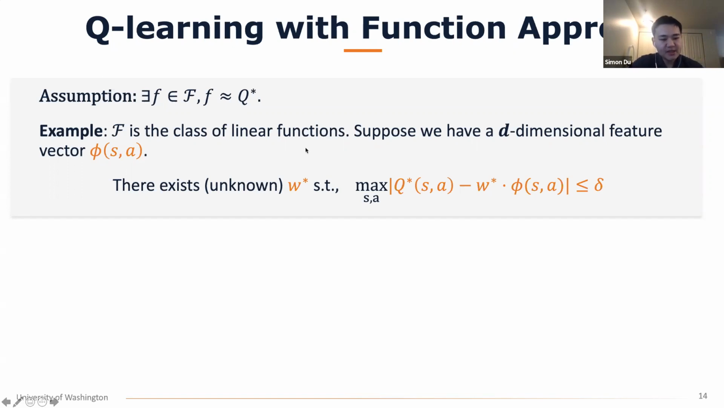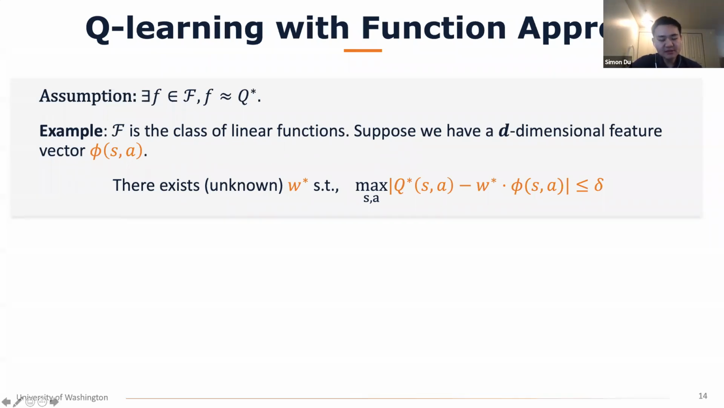And so what do I mean by you can approximately represent the optimal Q function by a linear function? We mean that there exists some unknown linear coefficients, say w star, such that for any state-action pair, the inner product between w star and this feature vector is close to the optimal Q function within, say, delta error. When delta is 0, it's called the realizable case, and if delta is bigger than 0 but very small, we often call it the agnostic case or misspecified case.